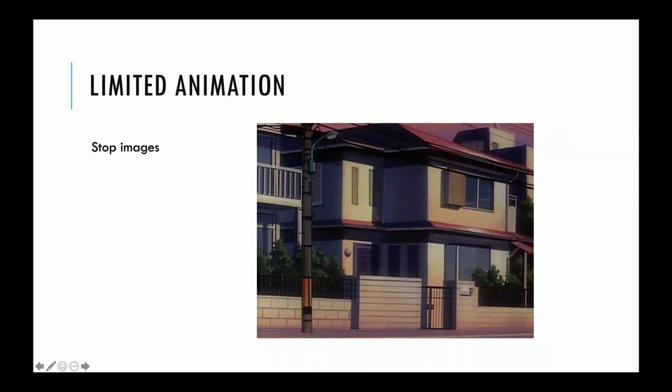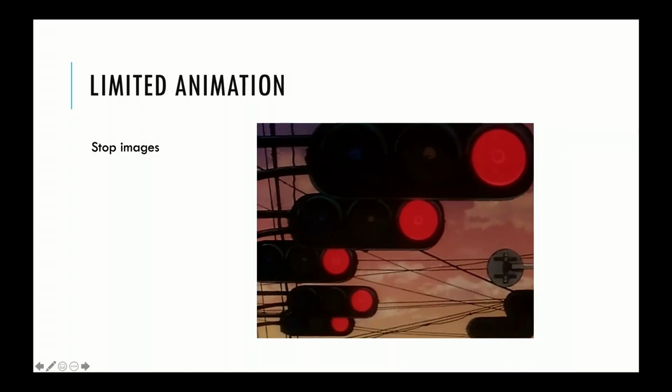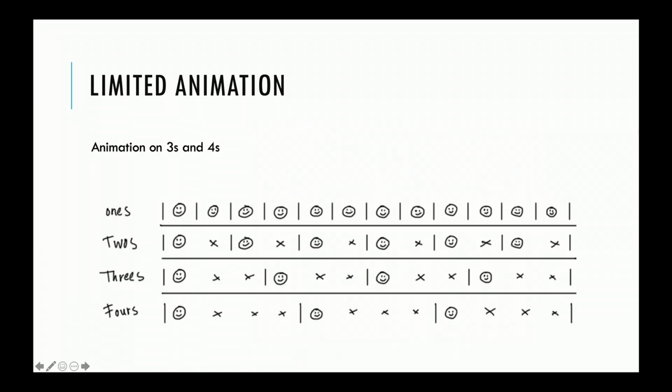The sound is typically used to carry the image along at this point, so it doesn't look like the film has come to a complete halt. They are often used for exterior shots. Finally, and most important to this discussion, is the use of animation on 3s and 4s. 1s and 2s are considered full animation, 3s and 4s are limited animation.